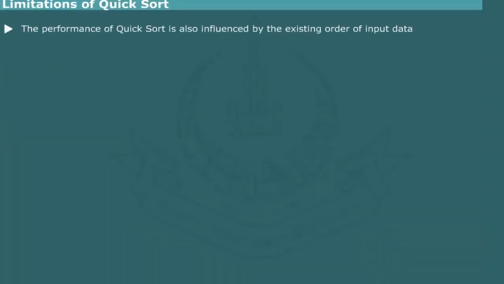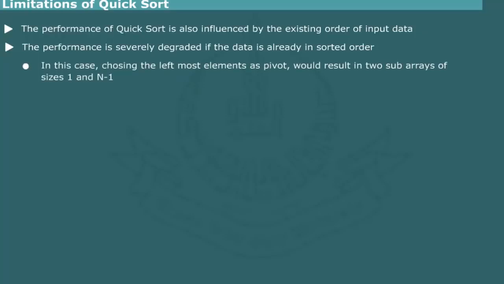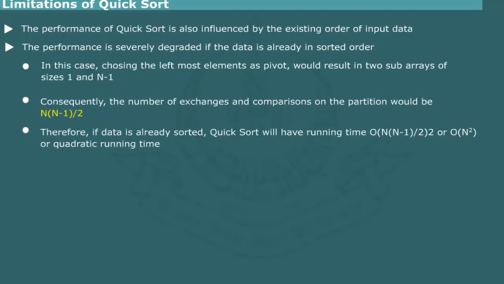However, as noted before, the performance of quicksort is also influenced by the existing order of input data. The worst case occurs when the array is already sorted. In this case, if the leftmost element is selected as the pivot, the array will split into 2 arrays of sizes 1 and n-1. Thus, altogether, 1 plus 2 plus up to n-1, which is equal to n times (n-1) by 2, comparisons and exchanges would be performed.